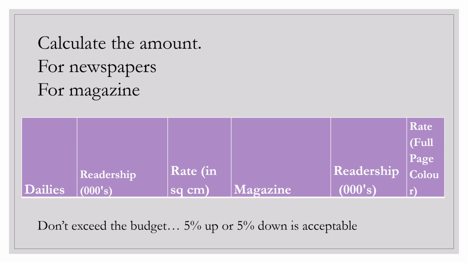For magazines, the rate is given as a full page, therefore you multiply straight away with the number of insertions. Finish calculating for both in such a way that you are able to reach the closest to or actually at 3 crores. Ideally, don't exceed the budget, but a 5% amount up or a 5% amount down is acceptable in the exam.